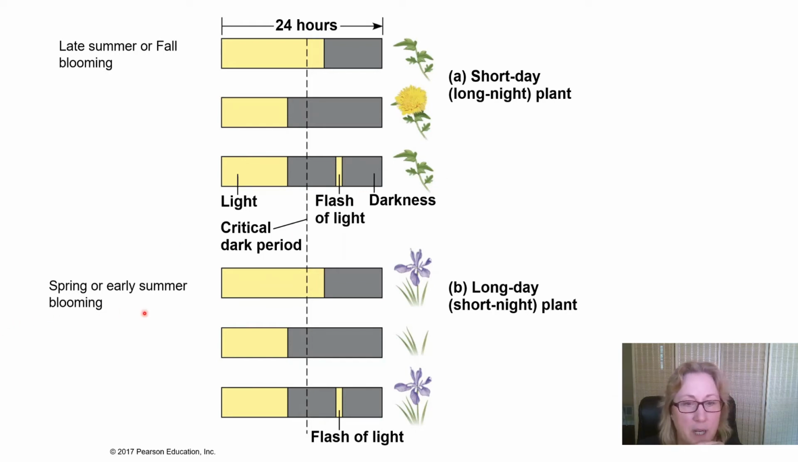For our spring or early summer blooming plants, they are detecting a short night. So if night is shorter than a certain amount of time, that triggers them to bloom. So in the late summer and the fall, when we have a long night, they don't bloom. But if you give them a flash of light during the night in the fall, you can trigger them to bloom. And in fact, this property of these kind of plants is used commercially to force them to bloom for sale at the wrong time of the year, when they normally would not want to bloom in the spring.